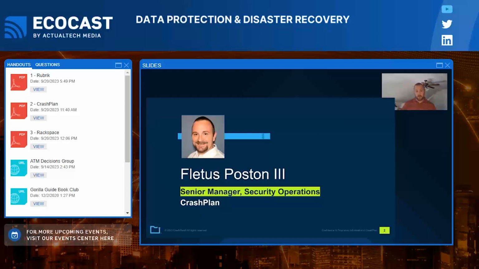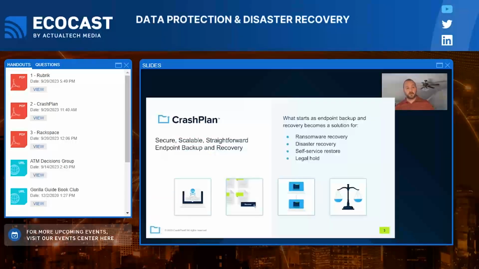So who is CrashPlan? We are a secure, scalable, straightforward endpoint backup and recovery solution, and we focus on 4 major use cases. So ransomware recovery, disaster recovery, self-service restore, and legal hold. As we go through our presentation today, we will discuss several of these use cases, but not all of them. But if you have questions about them, feel free to reach out to us and we'll be happy to dive deeper into them with you.